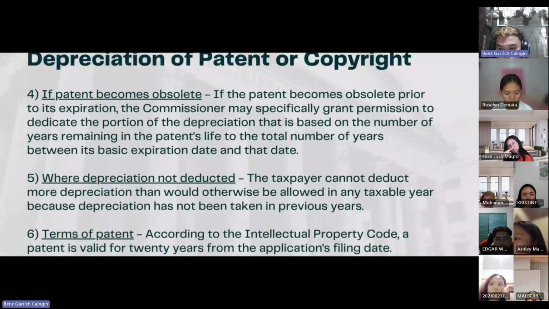Fifth, where depreciation is not deducted. The taxpayer cannot deduct more depreciation than would otherwise be allowed in any taxable year because depreciation has not been taken in previous years. Sixth, terms of patent. According to the Intellectual Property Code, a patent is valid for 20 years from the application's filing date.